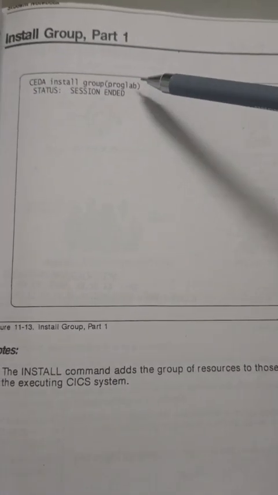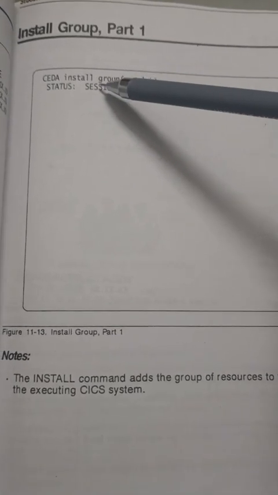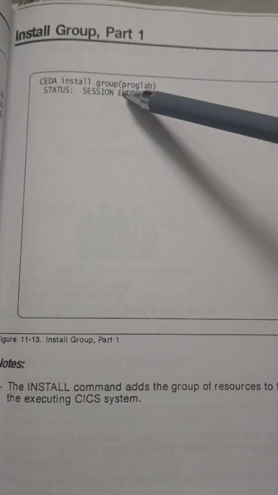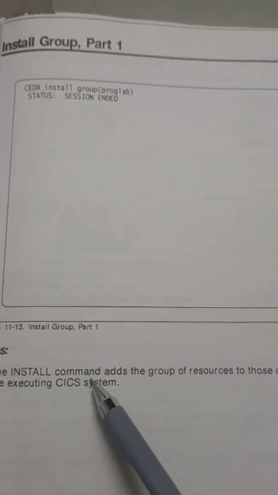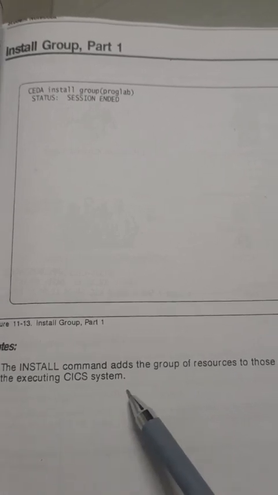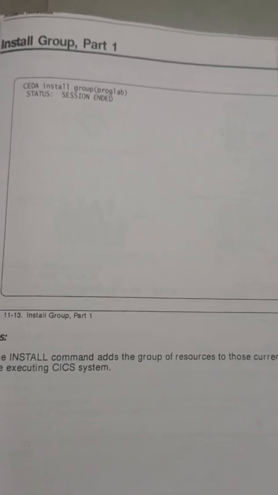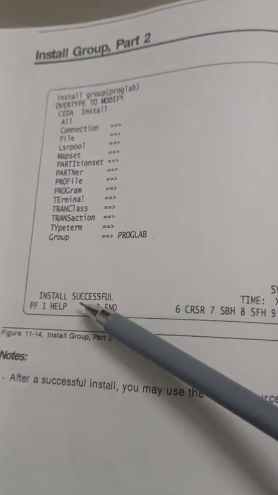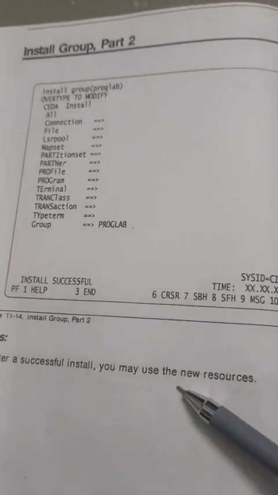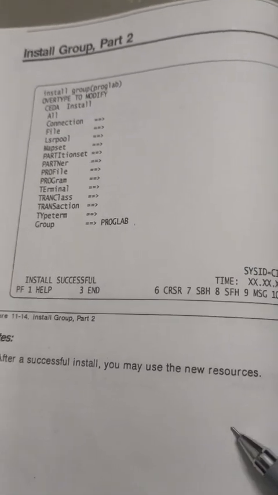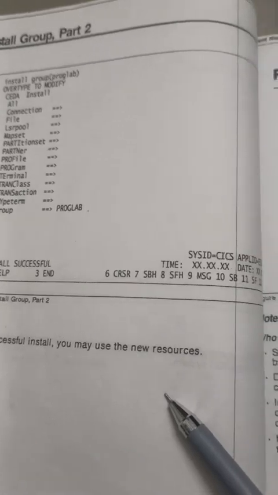You can install a particular group into the CICS system with CEDA INSTALL GROUP and the group name. The install command adds a group of resources to those currently used to execute the CICS system. Once you install successfully, you will see the installation successful message for the CEDA command. That's all, friends, for the CEDA command.